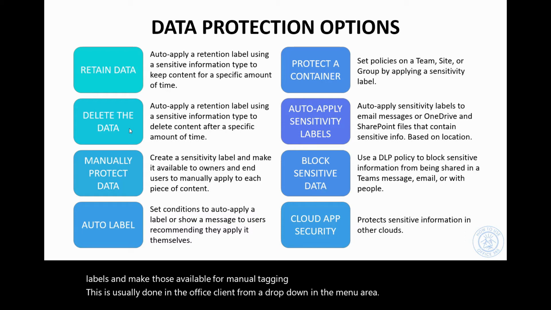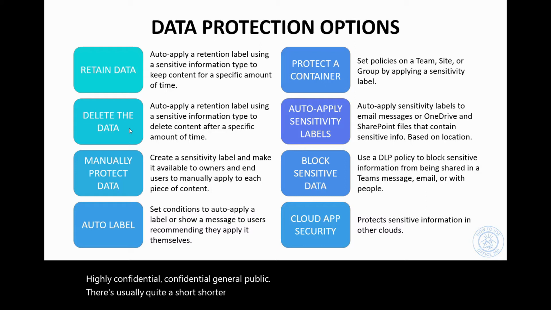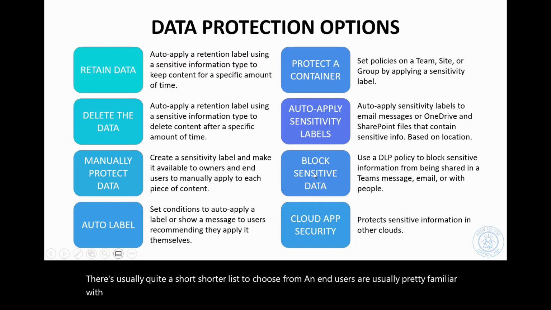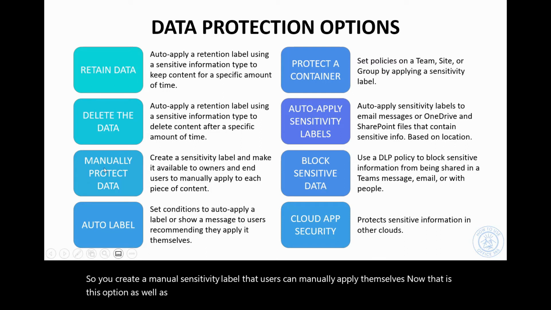Now, I realized just now that I haven't told you what a sensitivity label is. So a sensitivity label is marking your content with labels such as highly confidential, general, public. There's usually quite a shorter list to choose from, and end users are usually pretty familiar with those classifications. So you'd create a sensitivity label that users can manually apply themselves. Now that is this option, as well as these 2 retention options, are available in the E3 license as well as the E5 license.